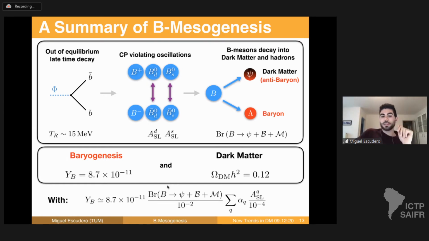As promised in the introduction, in this setup, the baryon asymmetry is directly related to two observables at collider experiments. One of them is the branching fraction of the new decay mode of a B-meson into a dark sector anti-baryon, which will be missing energy in the detector, plus a baryon, plus any number of light mesons that could be produced in the decay. And it's also proportional to the CP asymmetries in neutral B-meson decays. So it's directly related to two things that we can actually measure, potentially at colliders, as I will discuss momentarily.